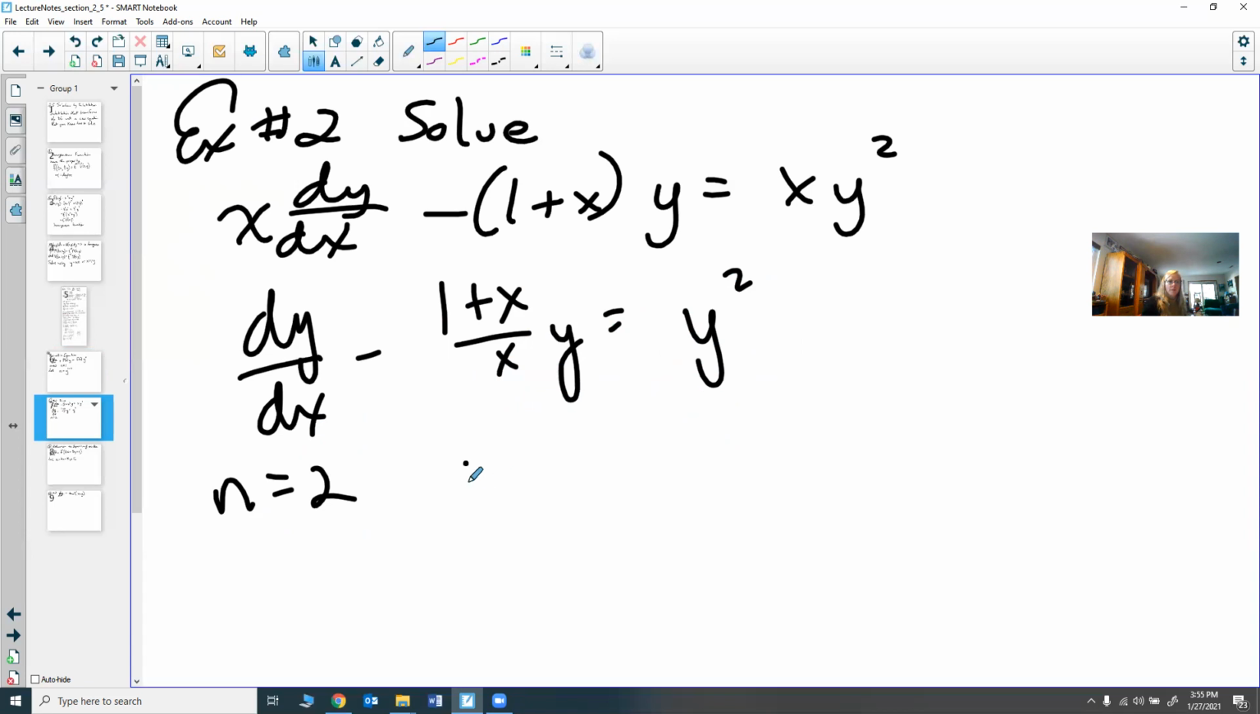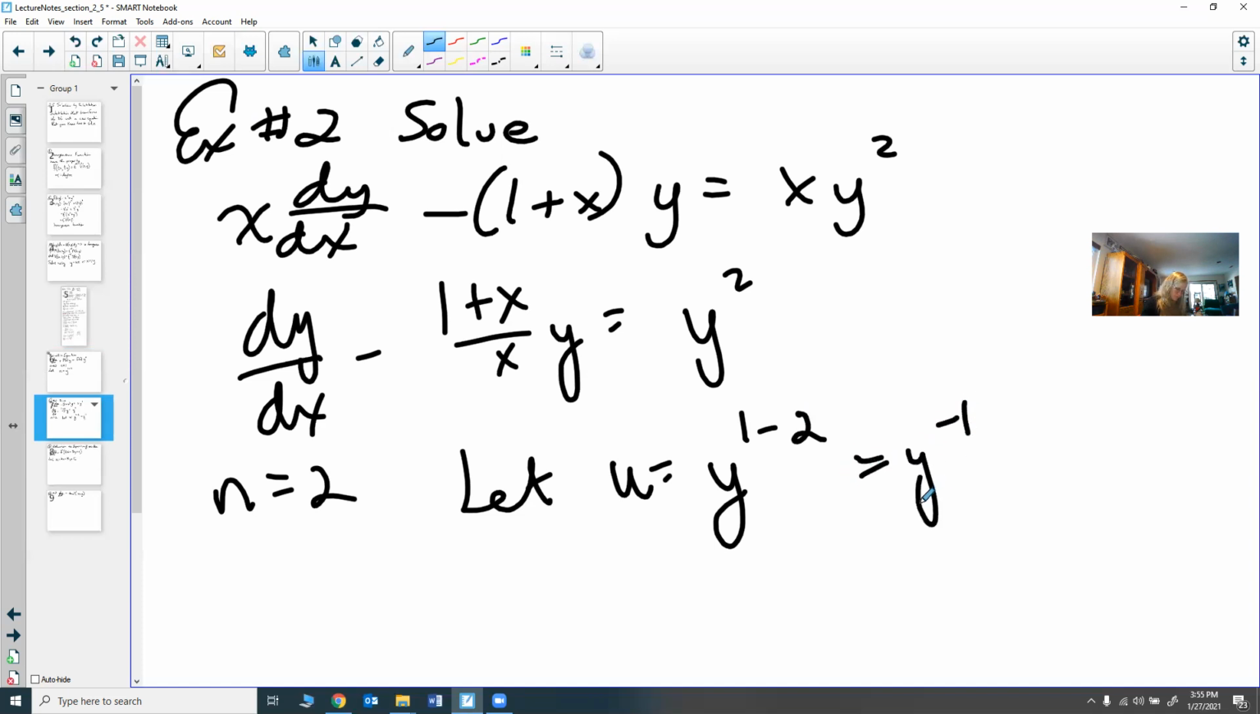We are then going to do the substitution. We're going to let, and I'm actually going to write the word let, u equal y to the 1 minus n. In this case, n is 2. So we end up with that u is equal to y to the minus 1, which means y is equal to u to the minus 1.